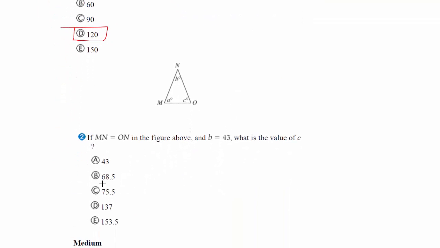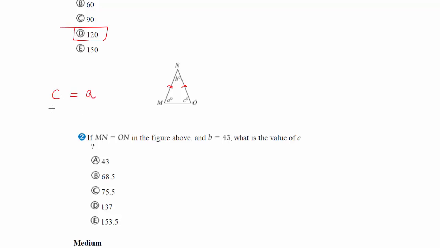Now let us do question number 2. If MN is equal to ON in the figure above, and B is 40, what is the value of C? Well, if MN is equal to ON, then the angles opposite to them will also be equal. The angle opposite to MN will be angle C, and the angle opposite to ON is A. So C has to be equal to A.